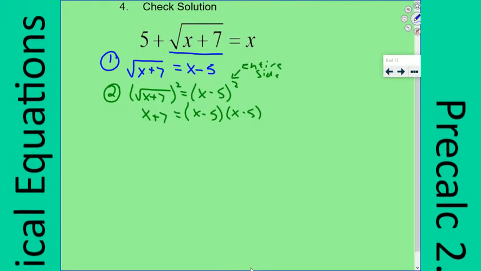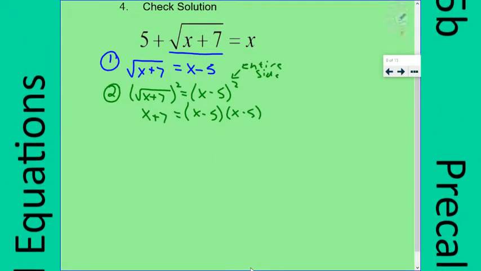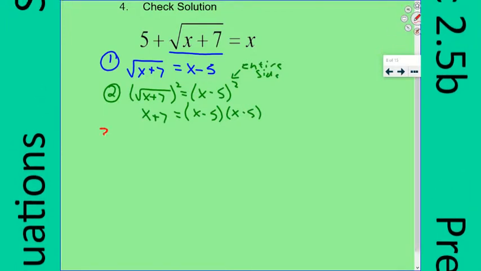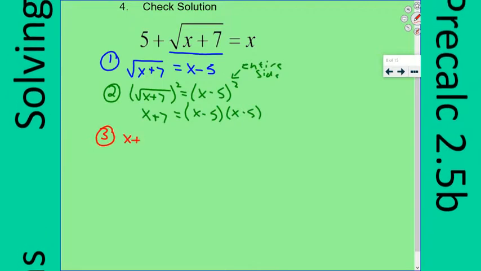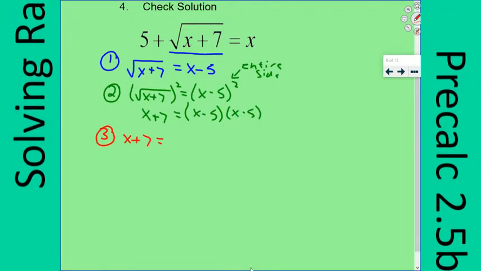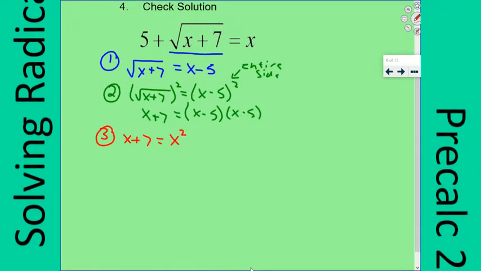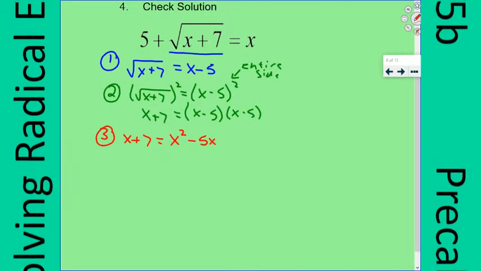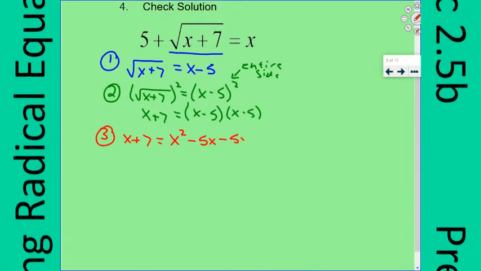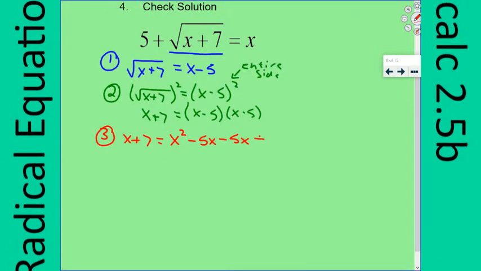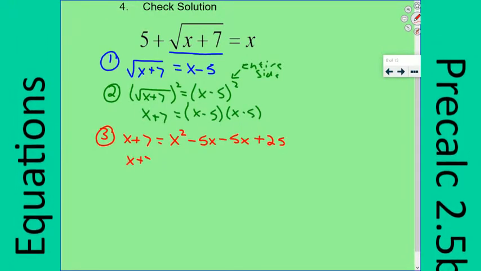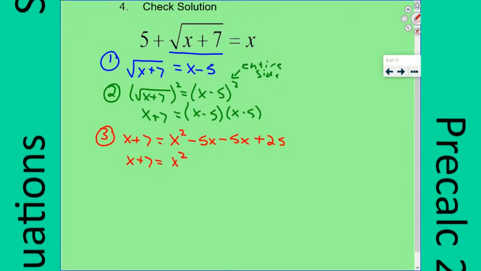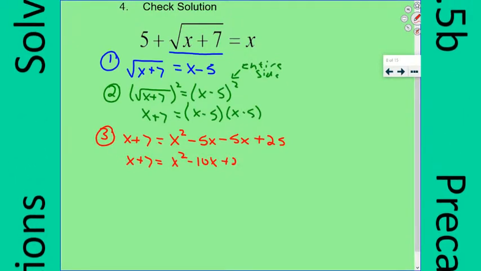So let's go on to number 3. Where we now say, okay, x plus 7 equals x times x gives me x squared. x times negative 5 gives me negative 5x. Negative 5 times x is negative 5x again. And then negative 5 times negative 5 is positive 25. So then we have x plus 7 equals x squared minus 10x plus 25.